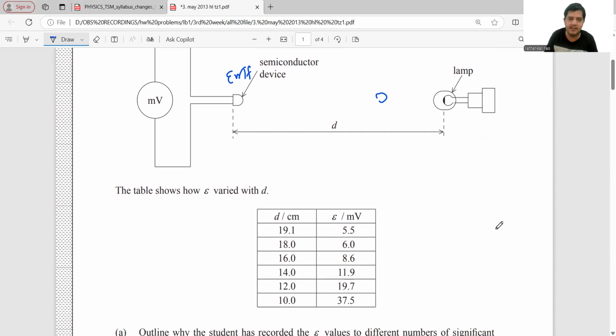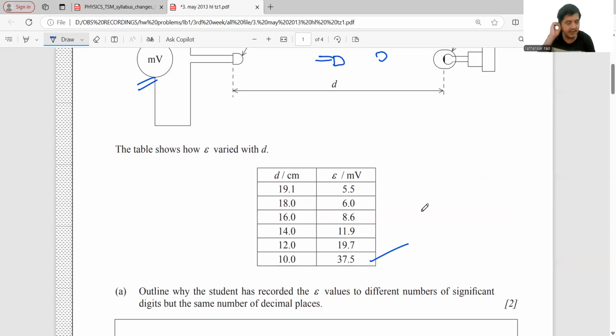So this is the tabular column given here. The EMF generated here is 5.5 millivolt and the distance was 19.1 centimeter. When you bring this one nearby, 6 millivolt at 18 centimeter, 8.6 millivolts at 16 centimeter, 11.9 millivolts. See, the EMF is now seen to be increasing. When it comes to 10 centimeter, half the distance, it is observed that it is generating an EMF of around 37.5 millivolt.